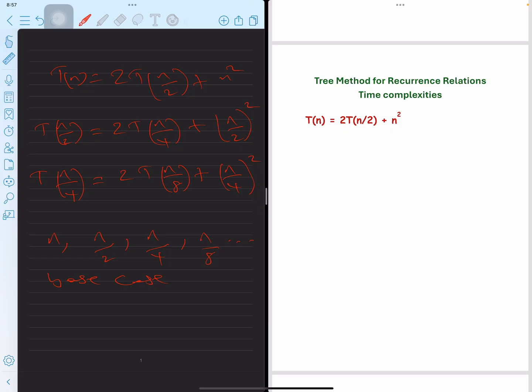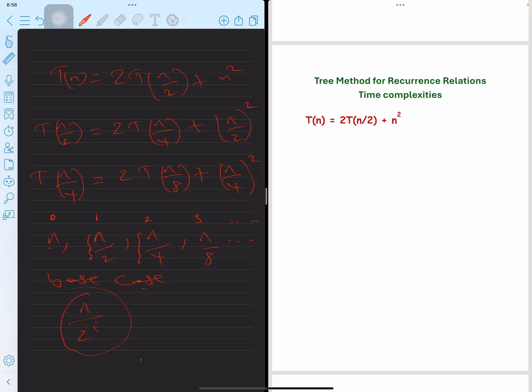Now, I will need to form a pattern of this input. Based on this, I'll take this as index 0. This is index 1, index 2, index 3, and so on and so forth. I would use i to represent this index. So n divided by 2 to the power of i will give me the input reduction at any time. When i is 0, I get n. When i is 1, I get this first element here. When i is 2, I get this one.